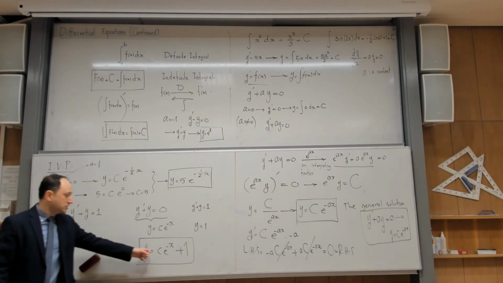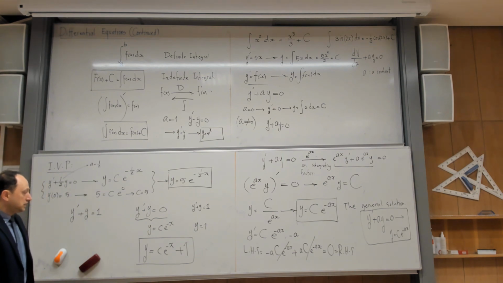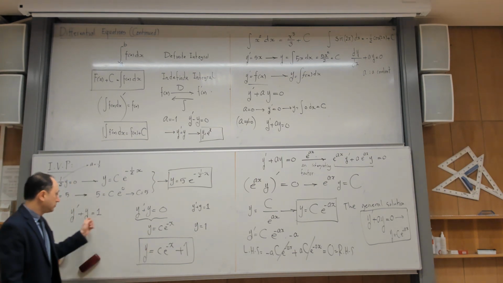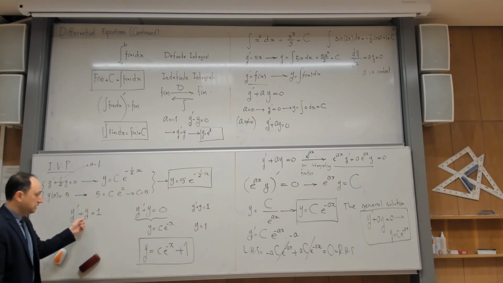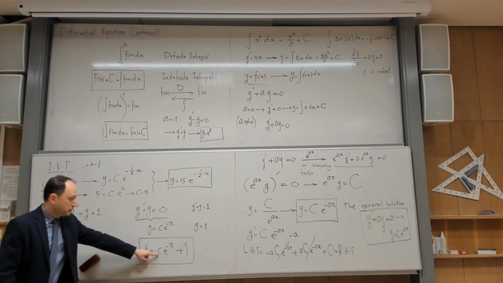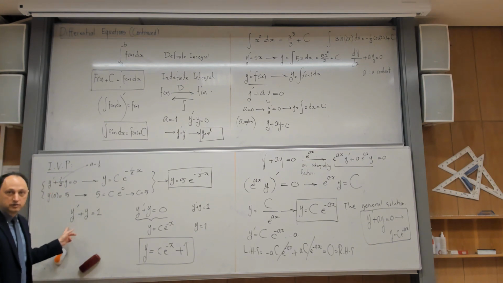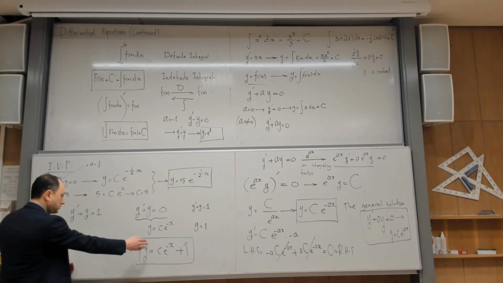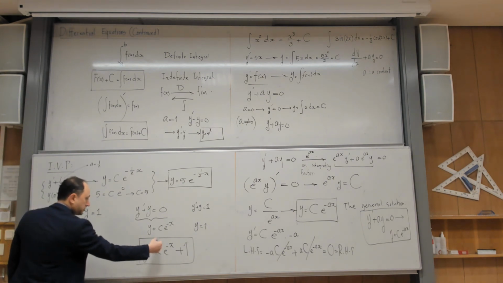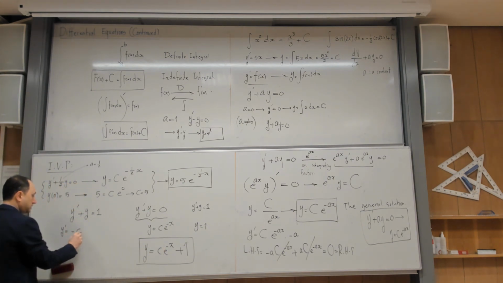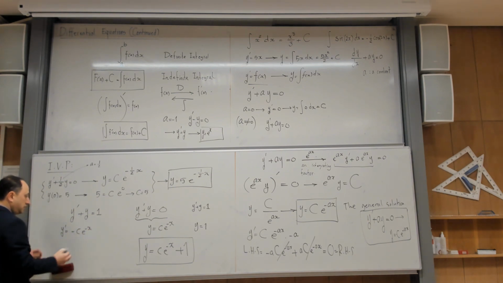Can I consider this the general solution? Yes, because it is a solution. If you don't believe, we can check it. It's a solution, and it contains one free parameter. So this is a general solution. If you want, I can check it. y prime, if I differentiate this, becomes minus c e to the power of minus x. Now let us put y and y prime here.